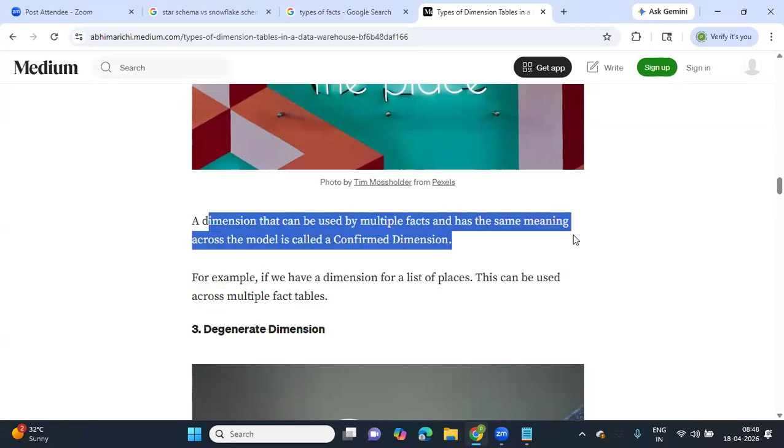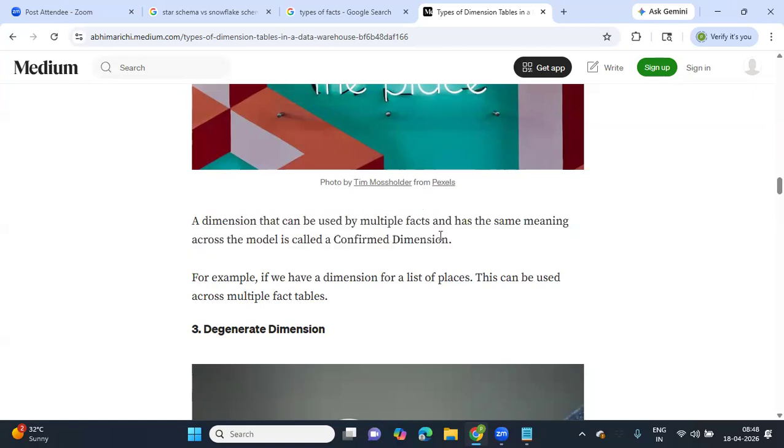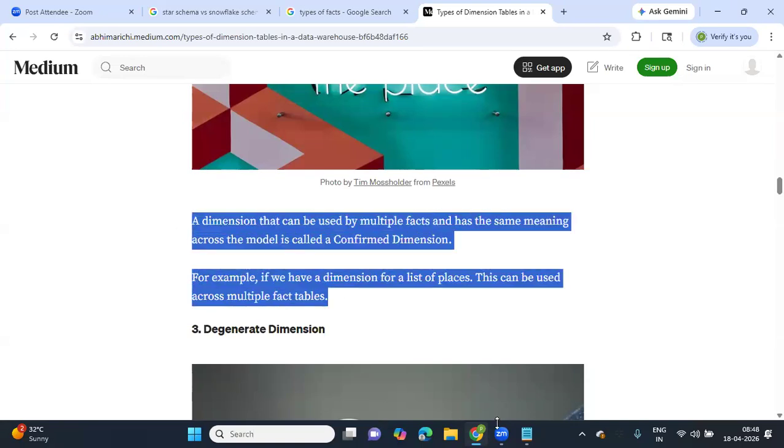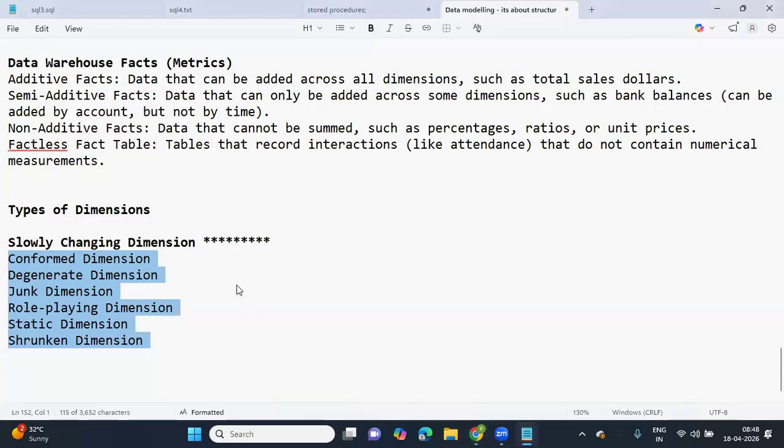A dimension that can be used by multiple facts and has the same meaning across the model is called a conformed dimension. Just remember this example, the list of places, wherever we refer this place, it will be place. The meaning is same. Okay, this is the meaning of conformed dimension. The meaning is fixed. Conformed means fixed. Let's paste it here. I'll also paste the link.